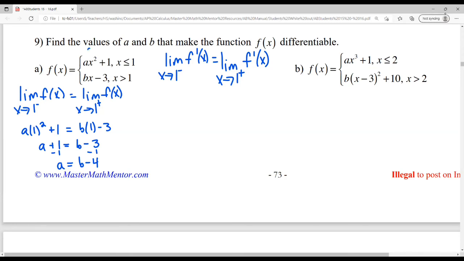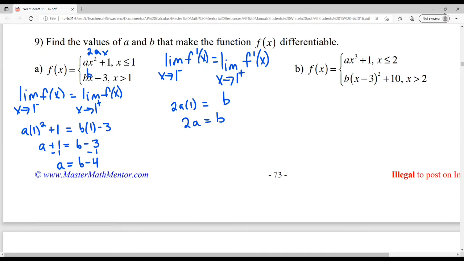We do need the derivative of this. The derivative of this would be 2ax, and the derivative of bx would just be b. So we're going to plug 1 into that. So our second equation is going to be 2a times 1 is equal to just b. So 2a is equal to b.